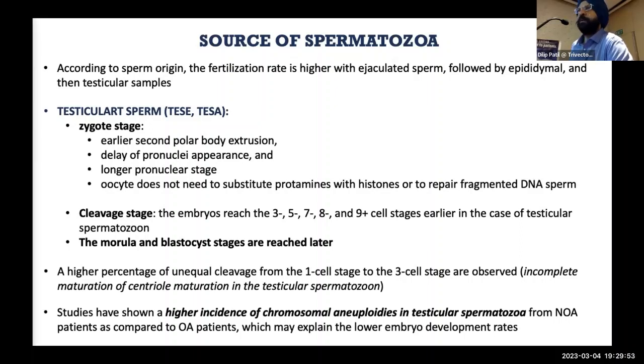If you take the case of epididymal sperm, the kinetics are similar to ejaculate, except that the blastocyst stage in epididymal sperm is also reached a little later. A higher percentage of unequal cleavage from one cell to the 3-cell stage is observed, as I explained before, in testicular sperm. This is because of incomplete maturation of the centriole in the testicular sperm. Studies have also shown a higher incidence of chromosomal anomalies in testicular sperm from non-obstructive azoospermia compared to obstructive cases, and hence the lower embryo development rates in NOA cases.